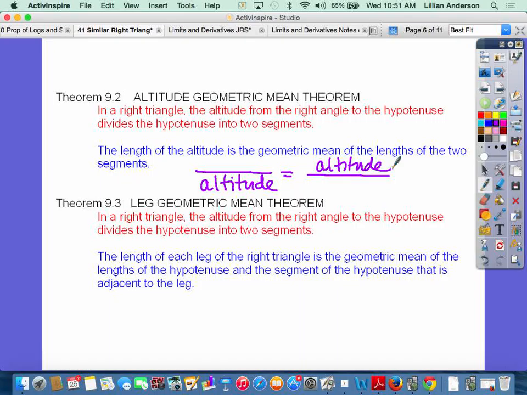And the lengths of the two sides of the hypotenuse are going to go in the other spots. So that means one part of the hypotenuse will go on top, and the other part will go down at the bottom. That is geometric mean, okay? Whatever the geometric mean is, it goes in the bottom left, top right, and whatever else goes on the other two. Yes?